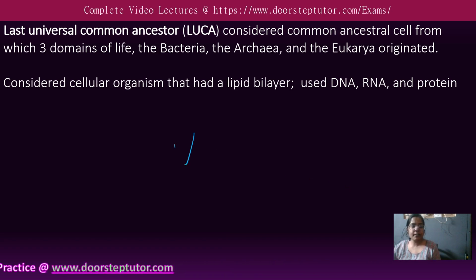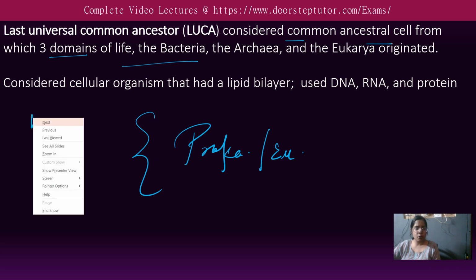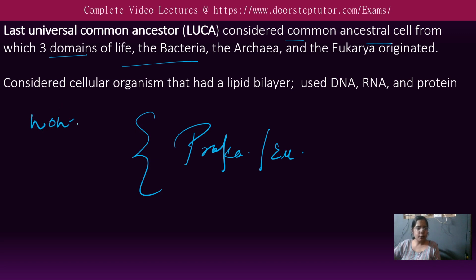Last universal common ancestor. So it means clearly talking about the prokaryotes and the eukaryotes. It is considered a common ancestral cell which includes three domains. Earlier we had that the oldest one was there because life arose from the non-living. So life arose from the non-living.